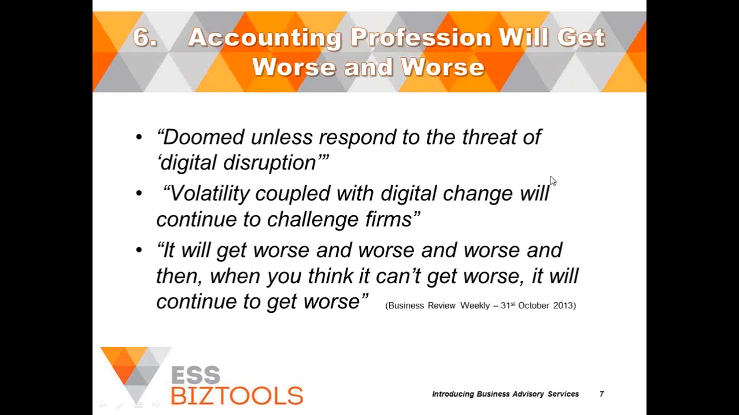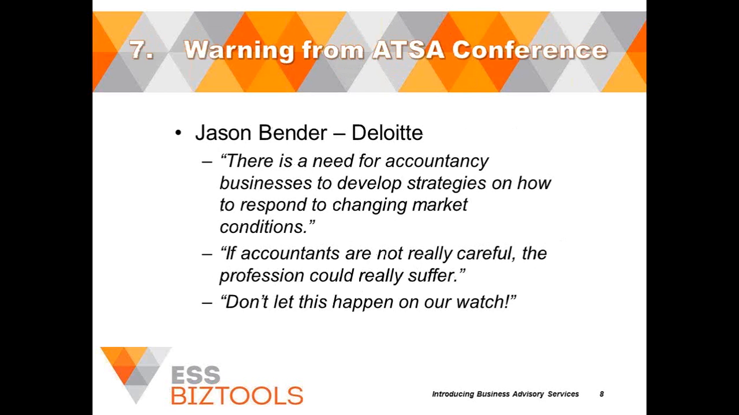Let's revisit again some of the words that Mr. Swigers had to say. He said the accountancy profession is doomed unless the accountancy profession responds to the threat of digital disruption. And he then went on to say it will get worse and worse and worse. And then when you think it can't get worse, it will continue to get worse. Now, those comments were made on the 31st of October 2013 edition of Business Review Weekly. Worth thinking about. Worth looking at those comments with your accountancy business. What changes could be made?